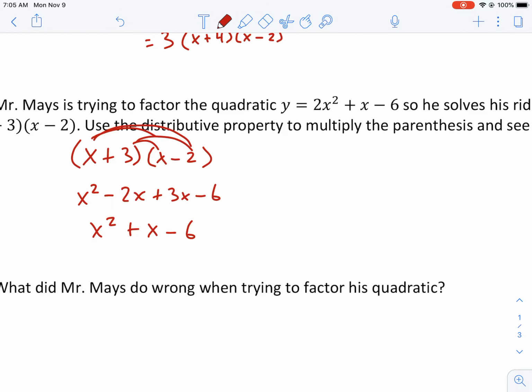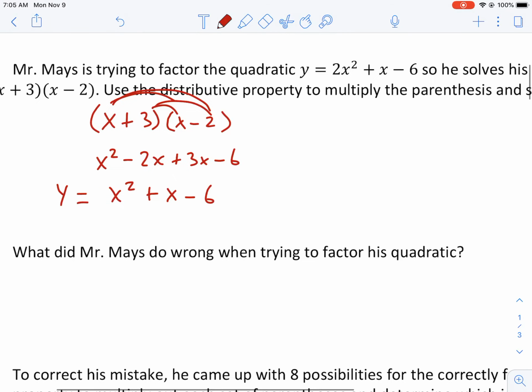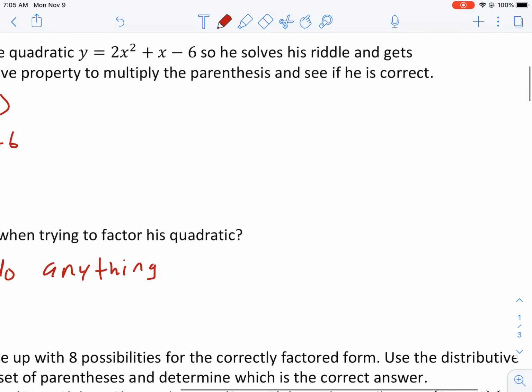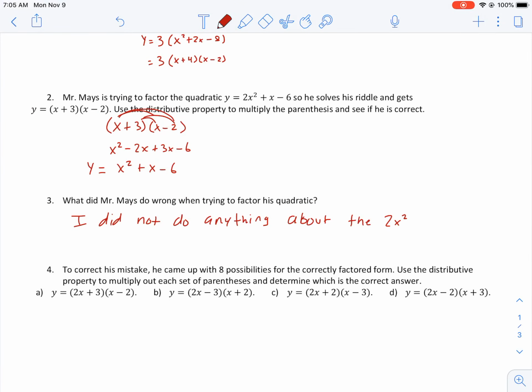So was I correct? No, I actually was not correct, because what about this? There's a 2 out in front. I don't have a 2 out in front. So what did I do wrong when trying to factor my quadratic? I did not take into account the 2x squared. This is a common mistake, all right?